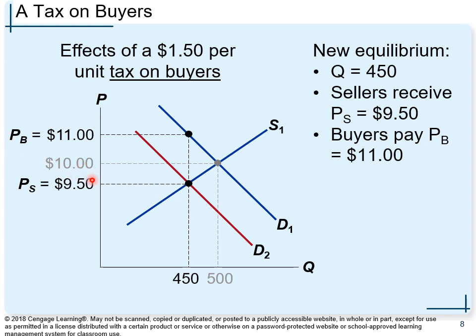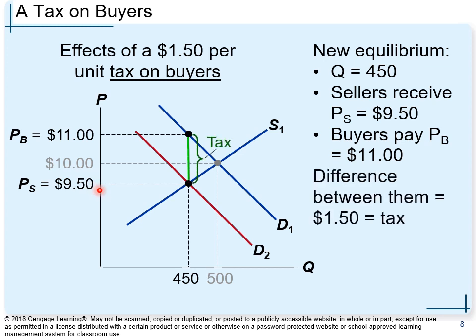And again, notice the difference. There's an increase in the price that buyers pay of $1. There's a decrease in the price per pizza that sellers receive of 50 cents. So that $1.50 tax is split: $1 of a higher price per unit paid by buyers and 50 cents per unit that sellers do not receive.